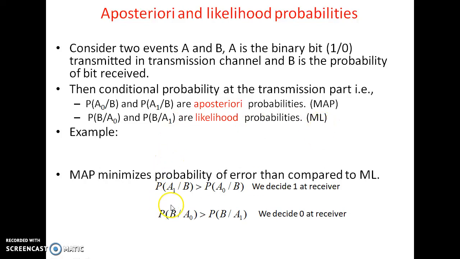For example, for the same example, I have written the condition here. If I calculate P of A1 given B, and it results in a value greater than P of A0 given B, then we decide 1 at the receiver. Similarly, consider P of B given A0, which is the likelihood probability. If the likelihood probability of B given A0 is greater, then we decide that 0 is received at the receiver. Thank you.